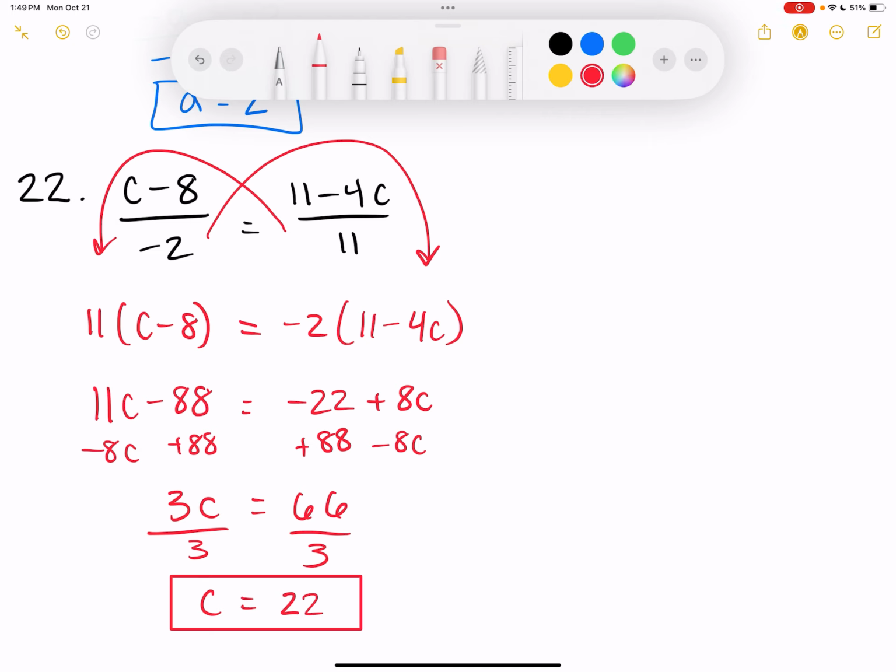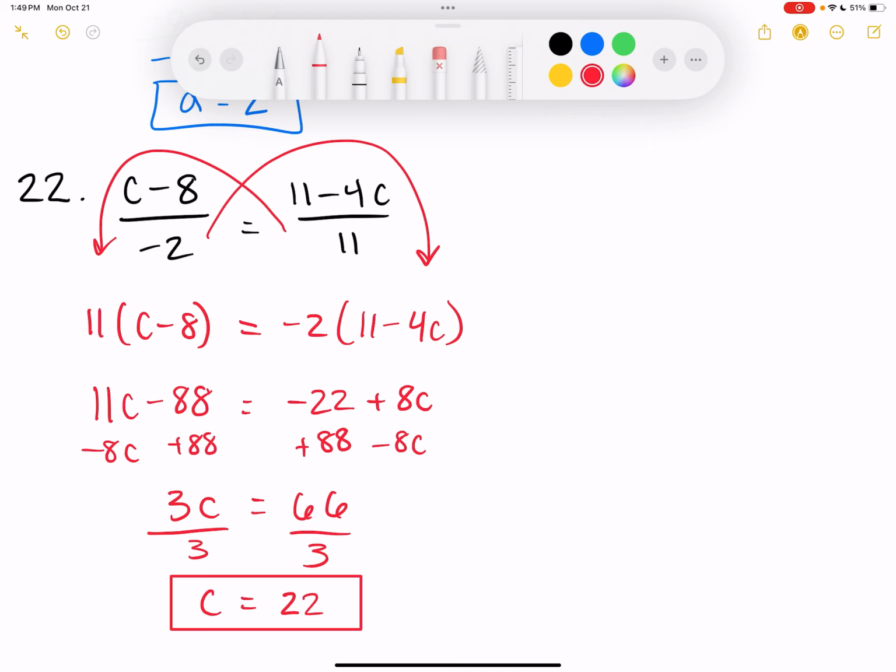All right, so when we cross multiply, we are going to have to distribute on both sides. So I have 11 times c minus 8 equals negative 2 times 11 minus 4c. When I distribute on the left, I get 11c minus 88. On the right, I get negative 22 plus 8c. So I moved my variables to the left, numbers to the right. So minus 8c on both sides, plus 88 on both sides, which led me to 3c equals 66. Divide by 3, and so I got c equals 22.